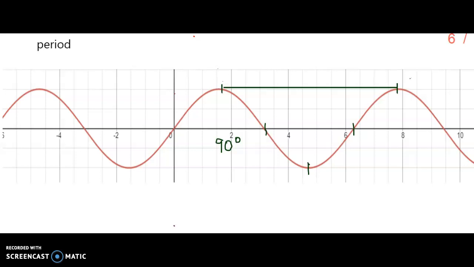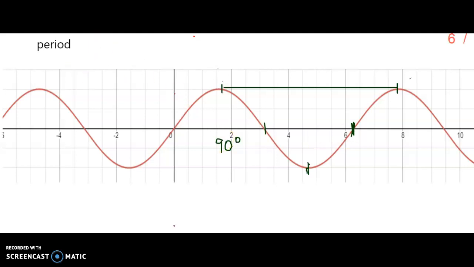So if we think about it, when we're here, this is 180. Okay, 180, 270, 360, and 540. So the difference between 540 and 90 is 360 or 2 pi. It's normally talked about in terms of radians.